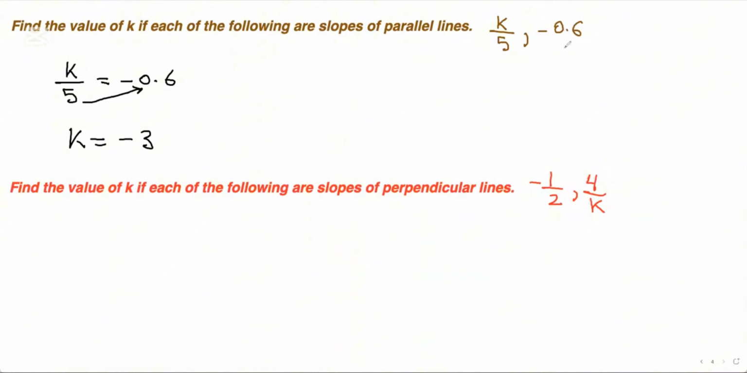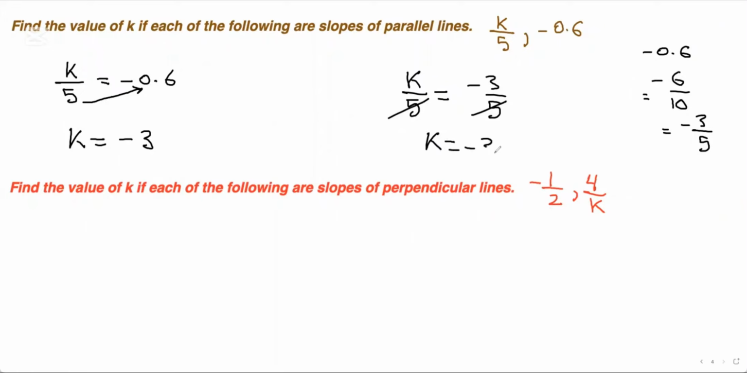Or the other thing is to change the negative 0.6 to a fraction. That gives you negative 6 over 10, and if you want to get even better, you reduce the fraction to negative 3 over 5. Now, k over 5 should equal negative 3 over 5, which is the negative 0.6 in fractions. When you have k over 5 and negative 3 over 5, the bottom is the same on both sides of the equal sign, so you could just cancel the 5s. And therefore, k equals negative 3. Maybe you learned something new; some of you may know this already. Okay, and therefore, k equals negative 3.